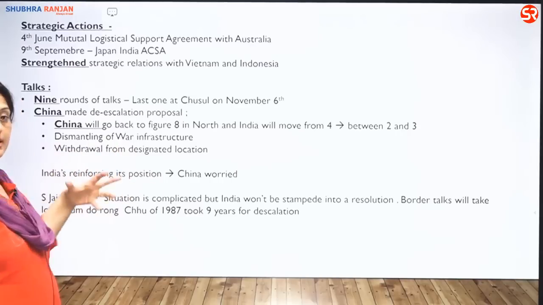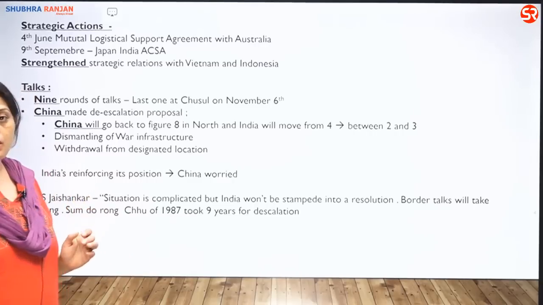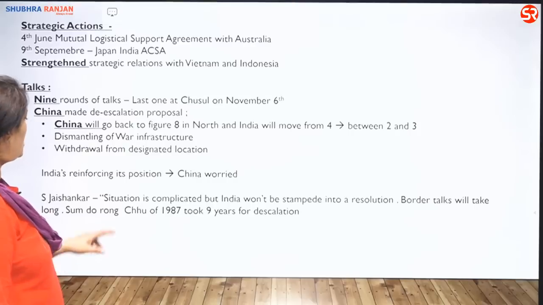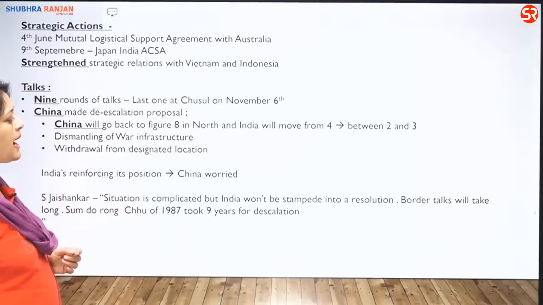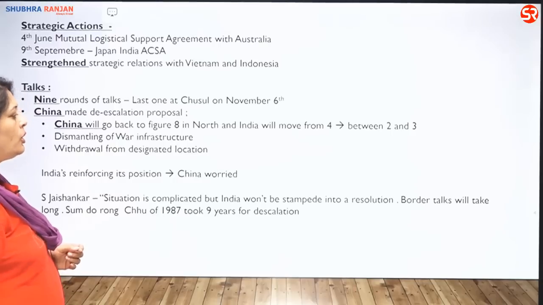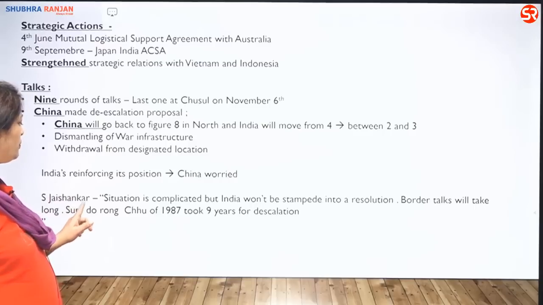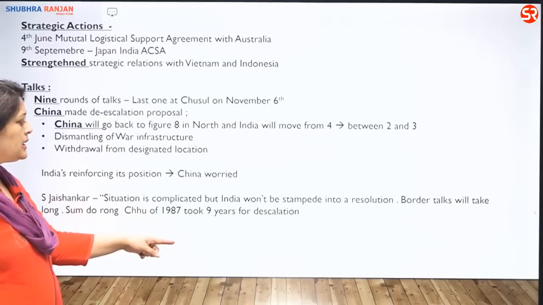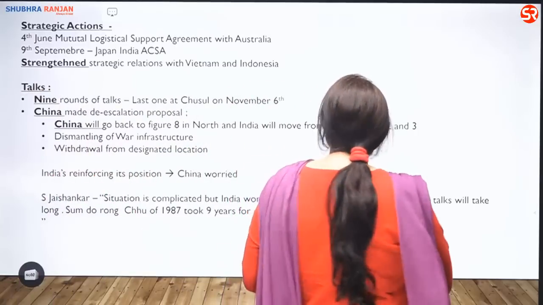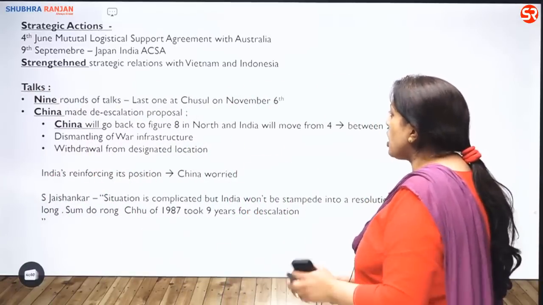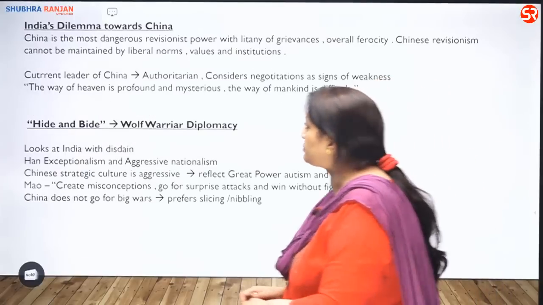So, since India has reinforced itself, China is worried. Now, what is the view of our foreign minister? The situation is complicated, but India won't be stampeded into a resolution. Border talks will take long. Like in Sumdorong Chu in 1987, it took 9 years for de-escalation. It shows that India is not desperate for de-escalation.